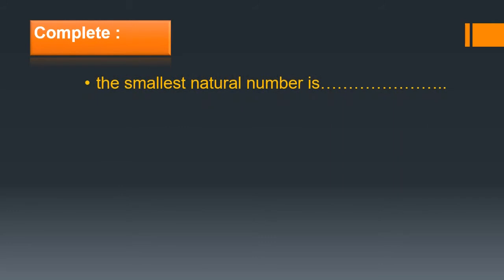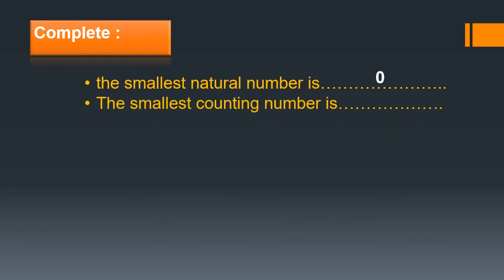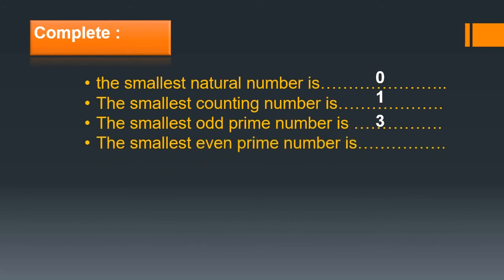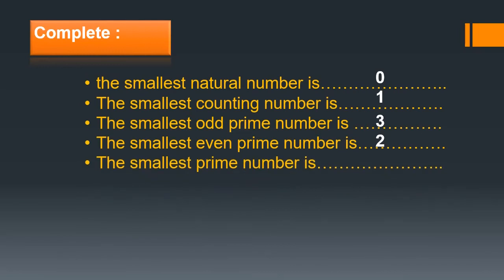Now complete. The smallest natural number is 0. The smallest counting number is 1. The smallest odd prime is 3. Now the smallest even prime. The smallest even prime is 2. The smallest prime number is 2.